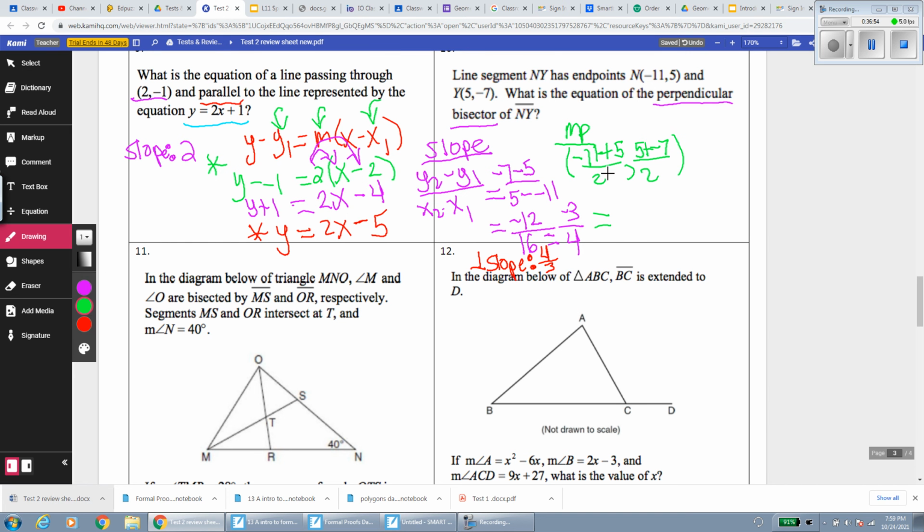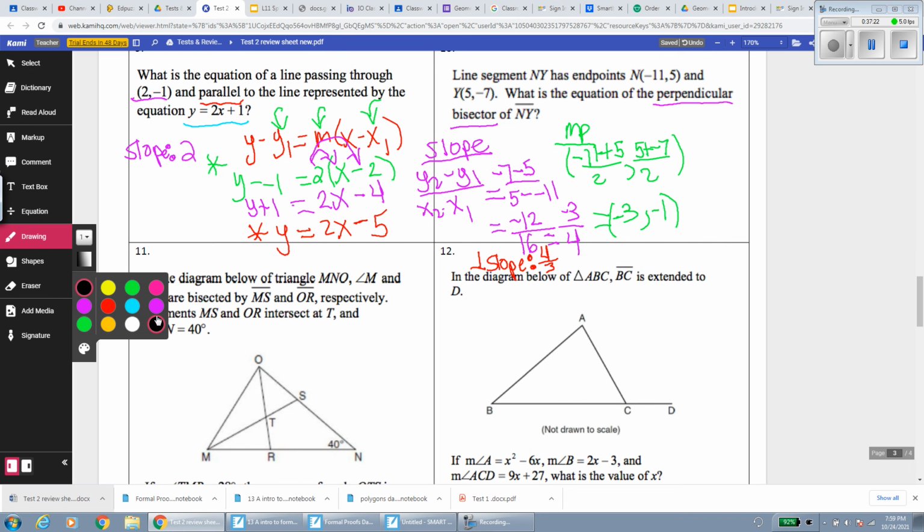So that's -6 over 2, which is -3. And 5 plus -7 is -2 over 2, which is -1. Okay, so now that I have the slope I'm going to be using and the point, all I need to do is plug into point slope form.